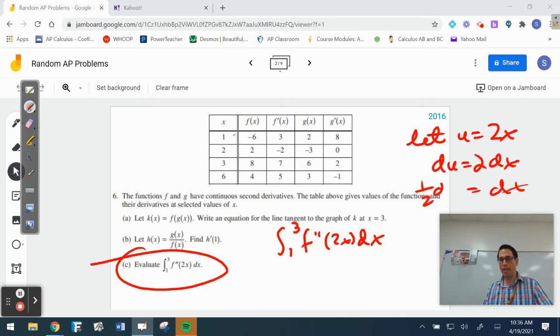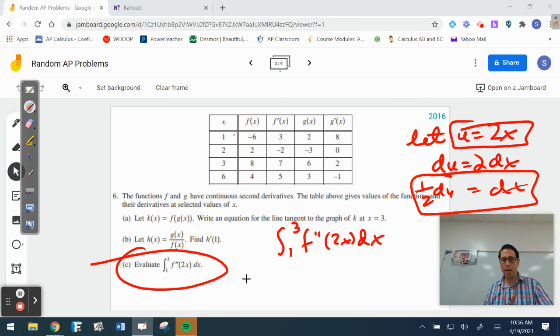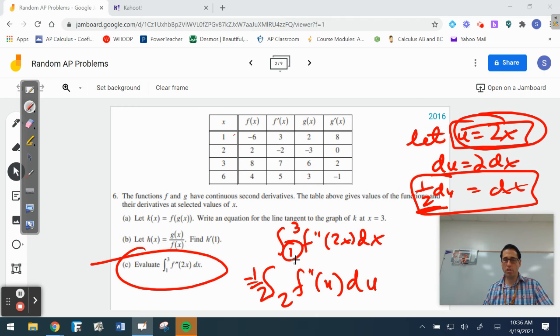We're all hopefully good at u sub by now. Now that gives me the 1/2 right here. I'm going to bring that out front, and then I'm going to get f double prime of u du. Let's change my limits. So I'm going to plug a 1 in here. 2 times 1 is 2. I'm going to plug a 3 in there, and I'm going to get 6. Okay, now I'm going to take the antiderivative of this, and I'm going to come up here. I apologize.